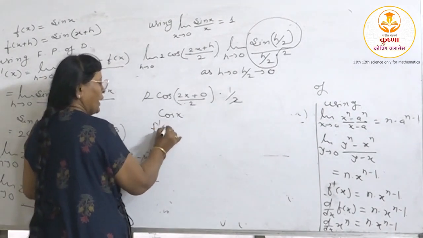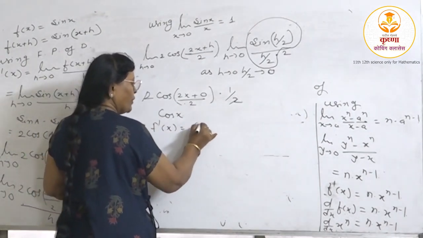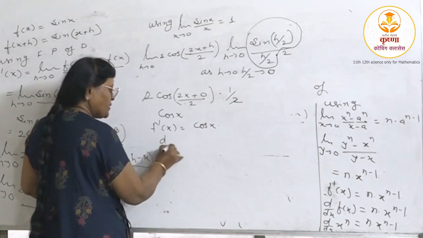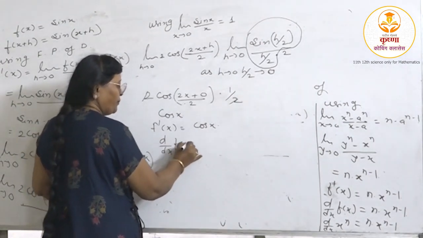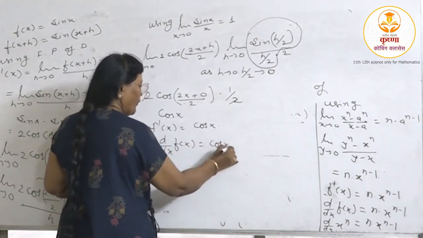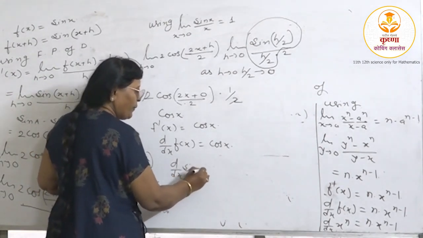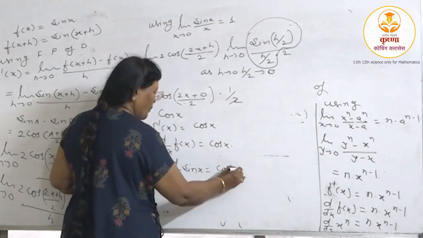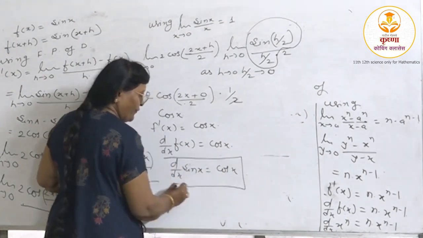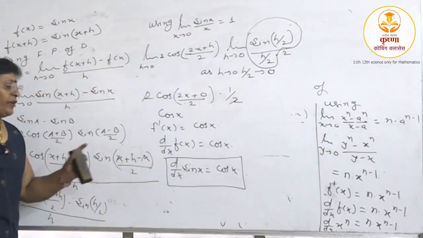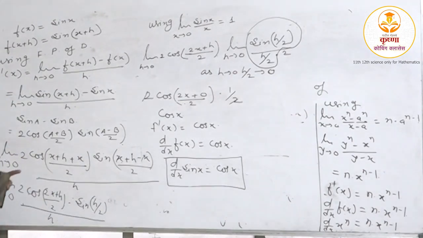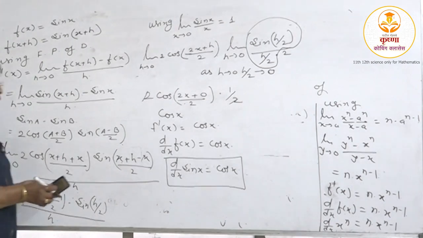Therefore, here you have got f dash x equal to cos x. f dash x means d/dx of f of x, and that is equal to cos x. And what is your f of x? That is sin x. Therefore, with the help of the first principle, you can also find out the derivative of sin x. So, what is the derivative of sin x? That is equal to cos x, and we have proved that with the help of the first principle of derivative.